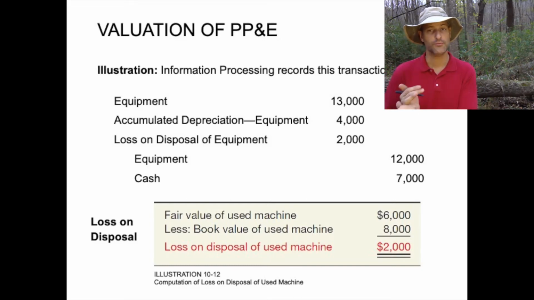So we're getting rid of the old book value of $12,000 and the accumulated depreciation of $4,000. The new machine comes on at $13,000, and then we have a loss, which is the difference of $2,000. So that is the recording of that, with the cash going out of $7,000. So that wraps up. That's kind of the full recording of that transaction.